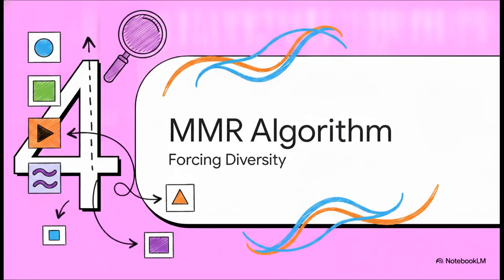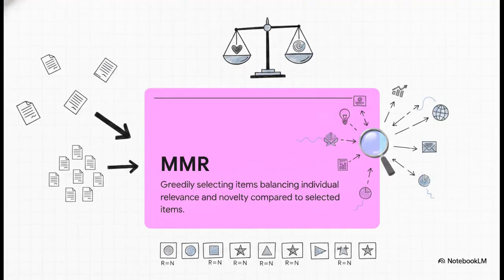Section 4. Maximal marginal relevance, or MMR. Historically, MMR has been the go-to industry algorithm here. It works by greedily building your final list one item at a time. As it considers a brand new candidate item, it looks at its relevance score, sure, but then it applies a penalty based on how similar that candidate is to the items you've already placed in the result set.